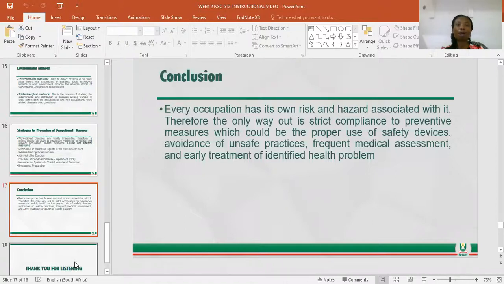And what do we mean by unsafe practice? The unsafe practices, when your job description says, don't do this, you have to avoid it. Do your frequent medical assessments, as well as early treatment of identified health problems.